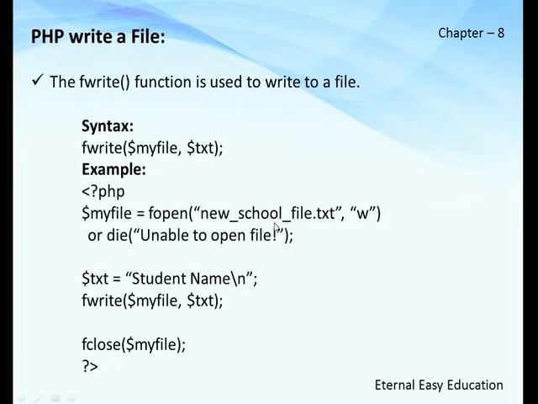Then how to write? Fwrite function is used to write to a file. Fopen, file name is given, then the mode is W, that is write mode. Then it will allow the user to write the content inside the function. But there is a minus point or drawback here. What does that mean? It will overwrite what is present already in the file.